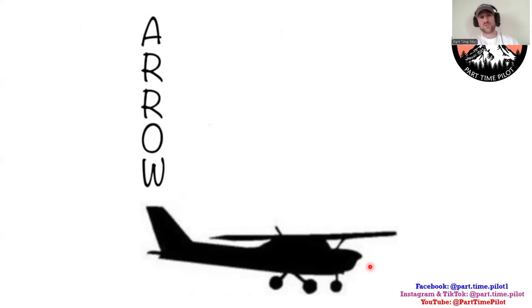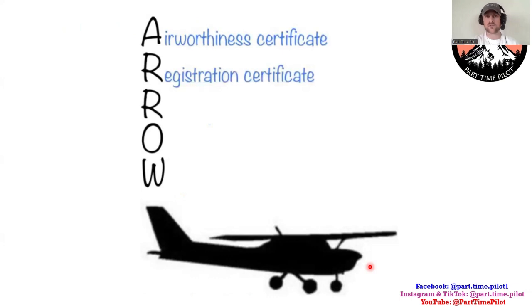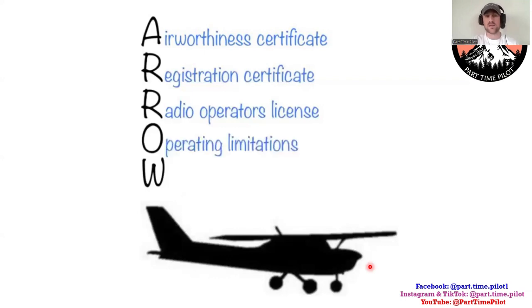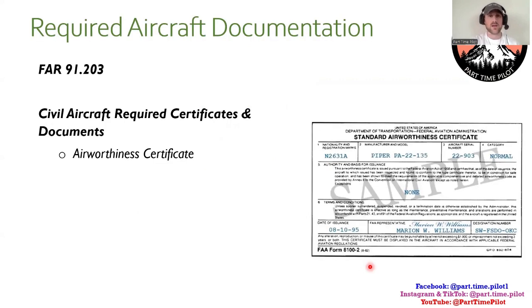So let's go over what each one of these is. A of ARROW stands for Airworthiness Certificate. R stands for Registration Certificate. The second R stands for Radio Operator's License. The O stands for Operating Limitations, and the W stands for Weight and Balance. All right, so let's go over a little bit of each one of these and what you need to know about them. The first one is Airworthiness Certificate.